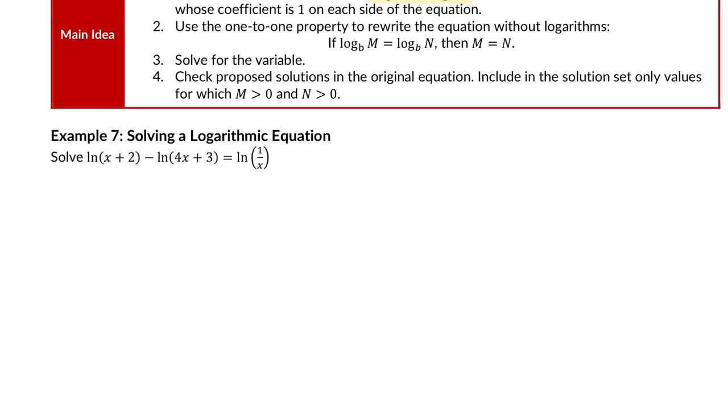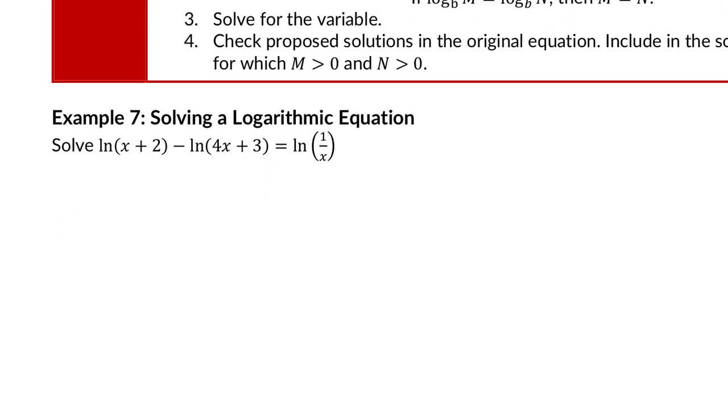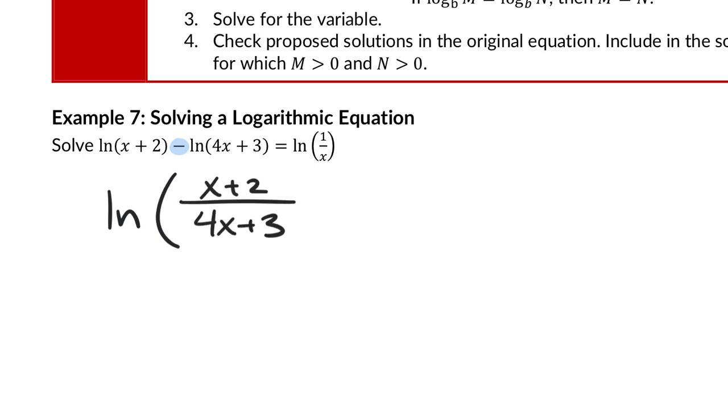So if we're doing this one, here's what it would look like. I see that there is a minus sign right here. Based on what we did last time, what do we do when we subtract separate logarithms? Divide them. So this is going to be natural log of x plus 2 divided by 4x plus 3 equal to the natural log of 1 over x.